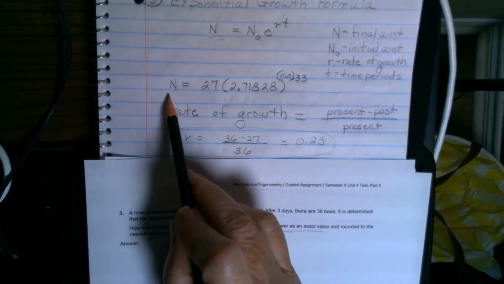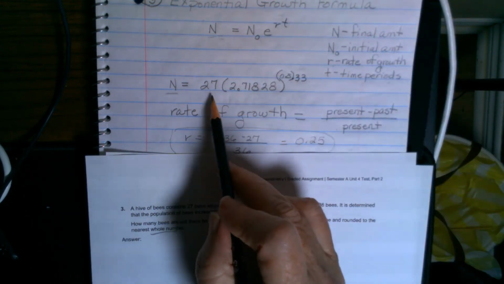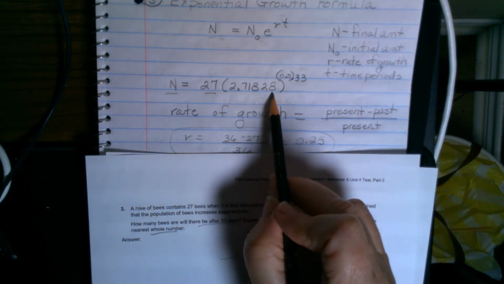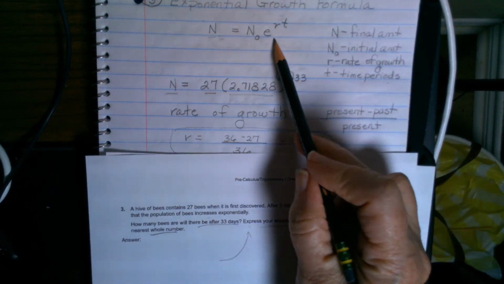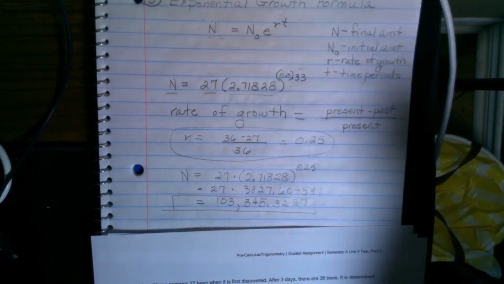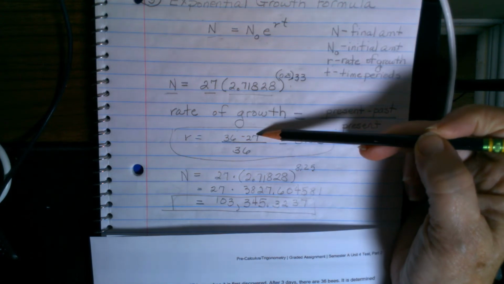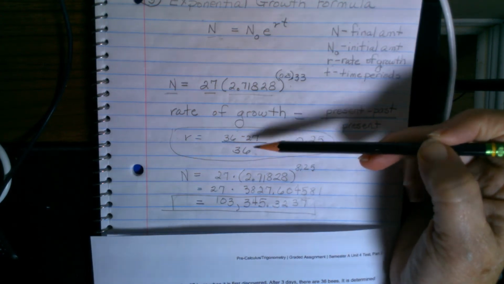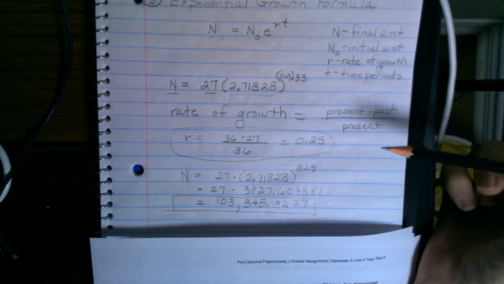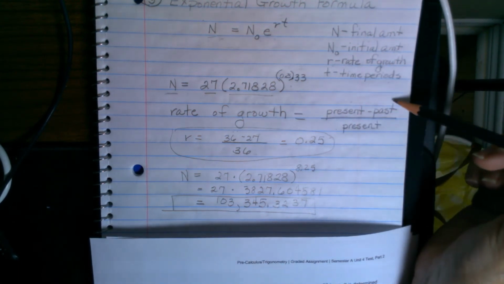Okay, we don't know the final amount. So we're going to set this up as N equals, the initial amount is 27. We have 27 bees. E is approximately 2.71828, so I wrote that in here for you to see. Our rate, well, we've got to figure out our rate. We have this formula in Quizlet also. Okay, the rate is going to be the ending amount minus the starting amount over the ending amount. So 36 minus 27 over 36, the rate is 0.25 or 25%. It's present minus past over present.